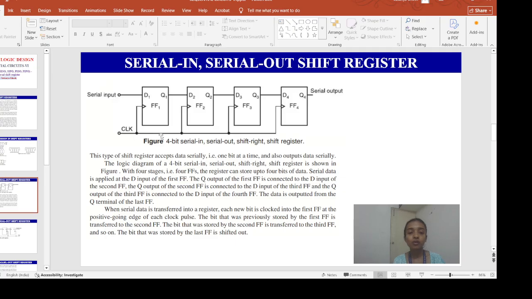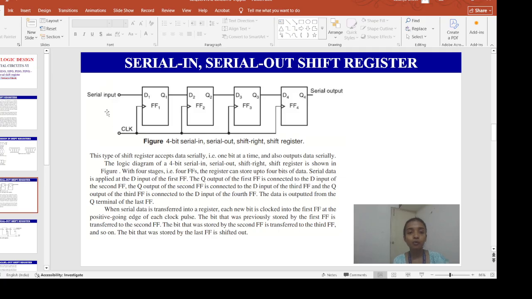So over here you are observing the logic diagram of a 4-bit serial in, serial out, shift right shift register. Why shift right? The direction of the arrow is from left to right. Why is it 4-bit? Because we are using 4 flip-flops. With 4 stages, that is 4 flip-flops, the register can store up to 4 bits of data.